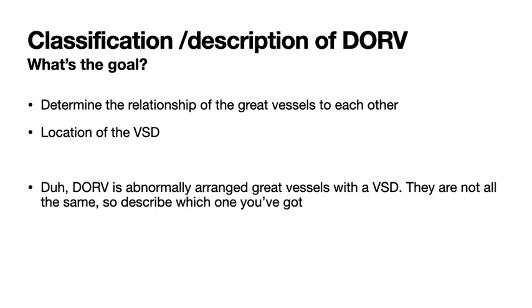All right, so when it comes to double outlet right ventricle, what's the goal? What additional things besides making the diagnosis are we interested in? Well, really, the important anatomy is what is the relationship of the great vessels to each other, and also what is the location of the ventricular septal defect. So that's not too surprising. If double outlet right ventricle is abnormally arranged great vessels in the presence of a VSD, and they're not all the same, well, you have to describe which one you ended up with.